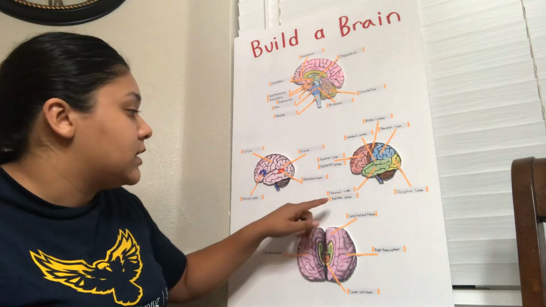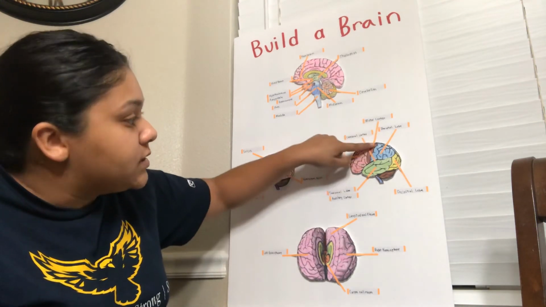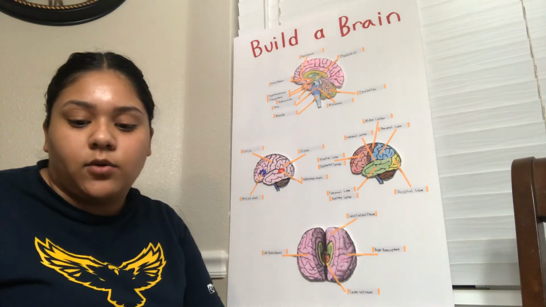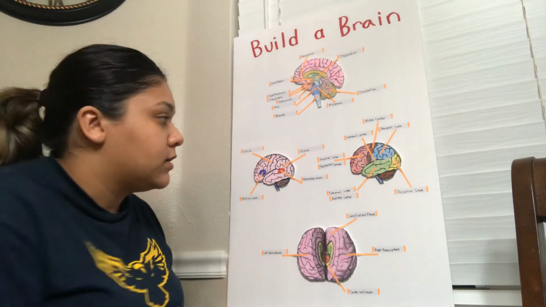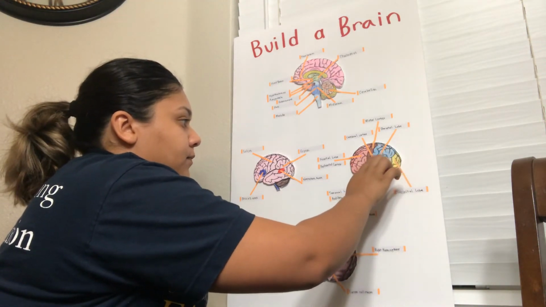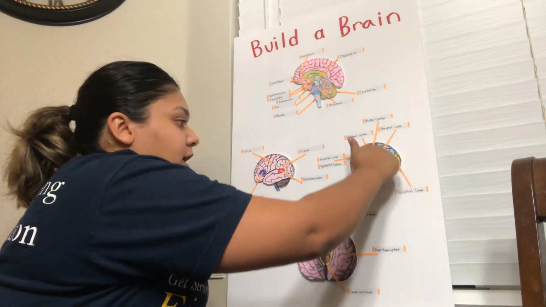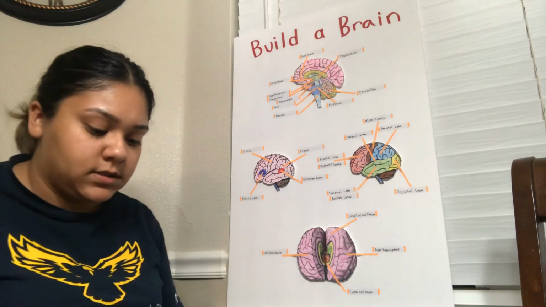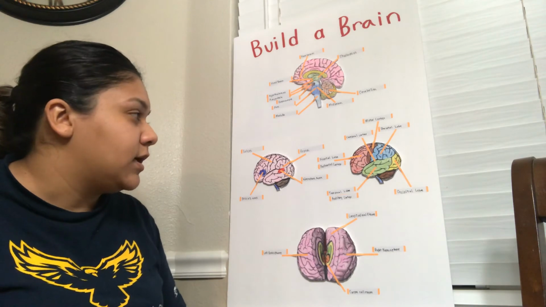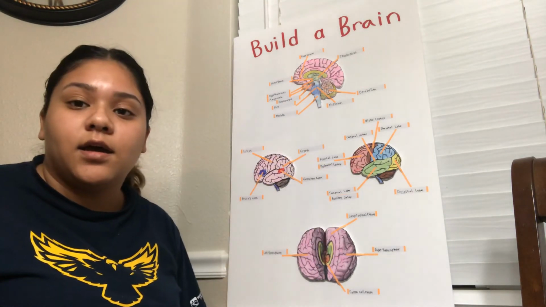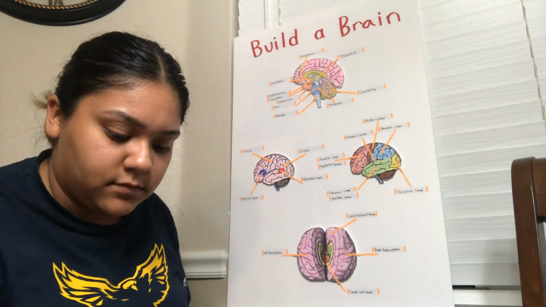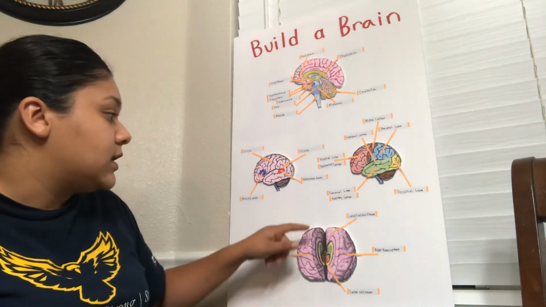The next one is the motor cortex, which is this brown part right here. And the motor cortex's function is to put out motor nerves. It gets information and it shoots it down, out to the muscles. No, sorry. It just has to put out motor nerves.